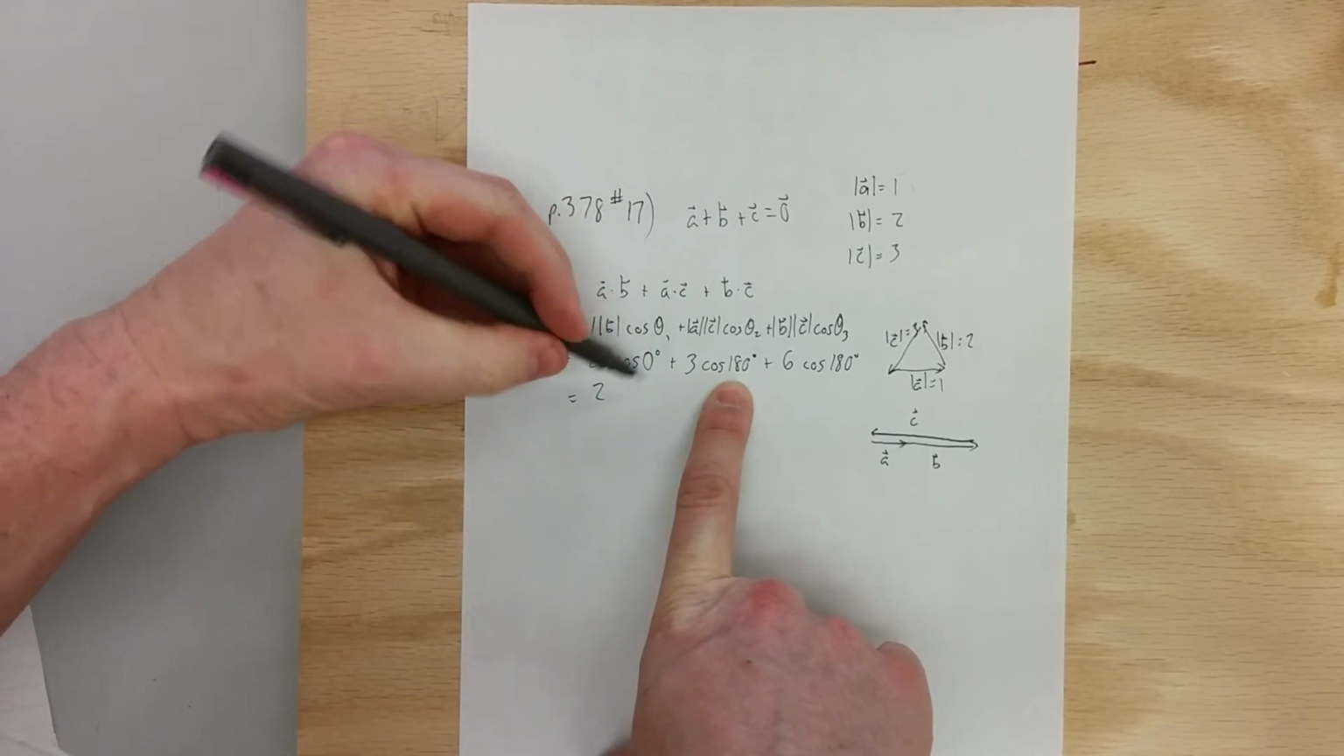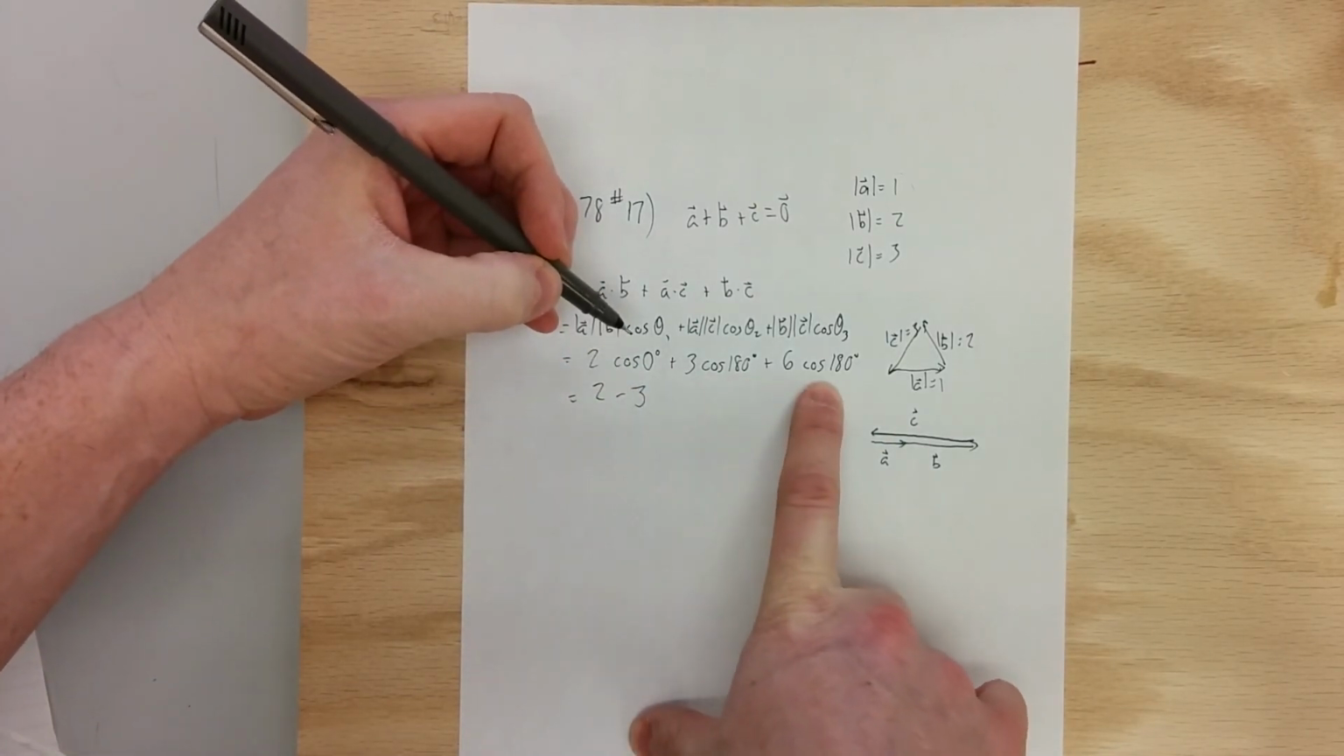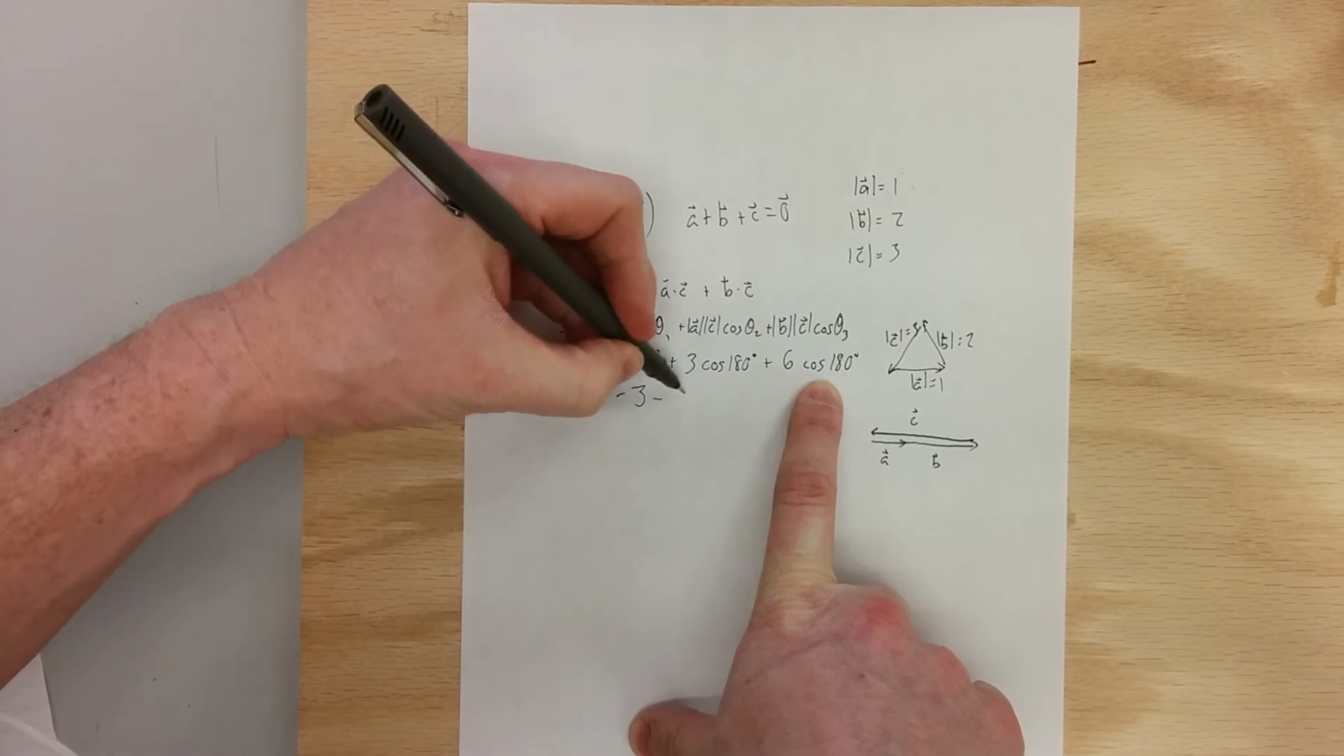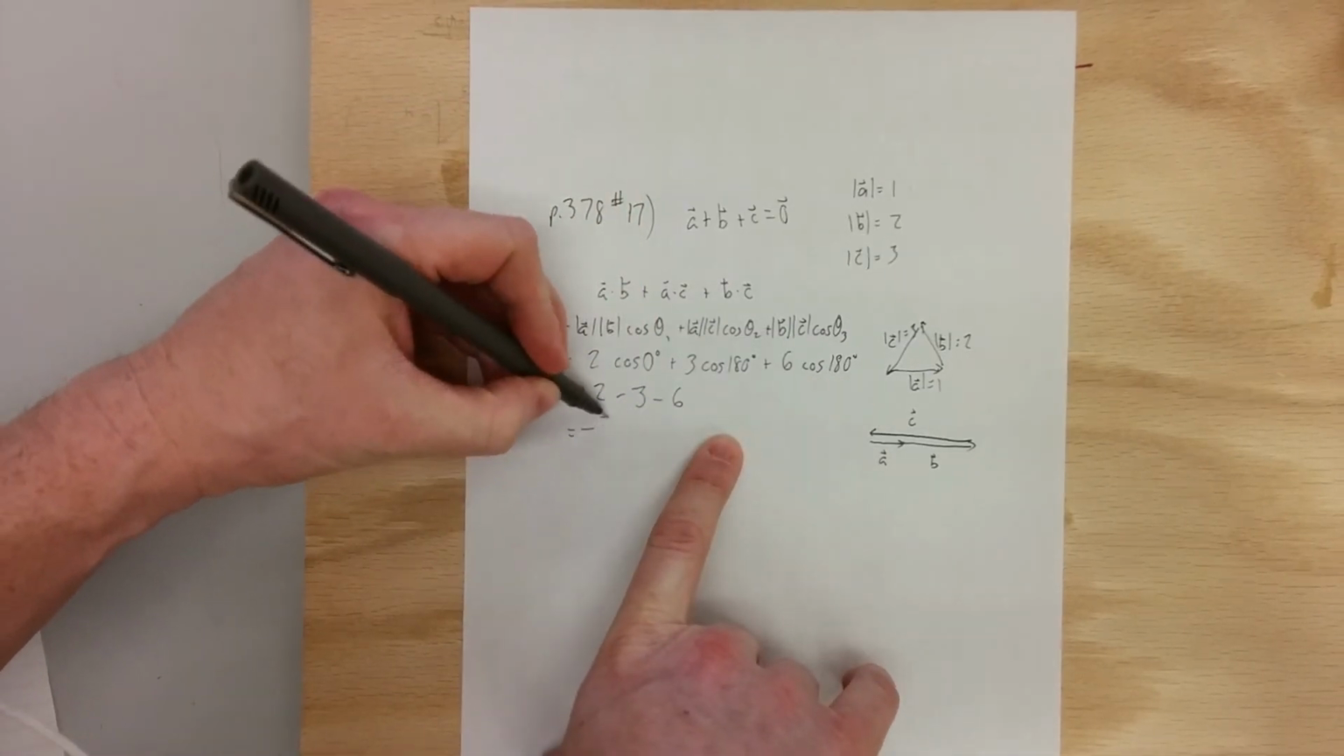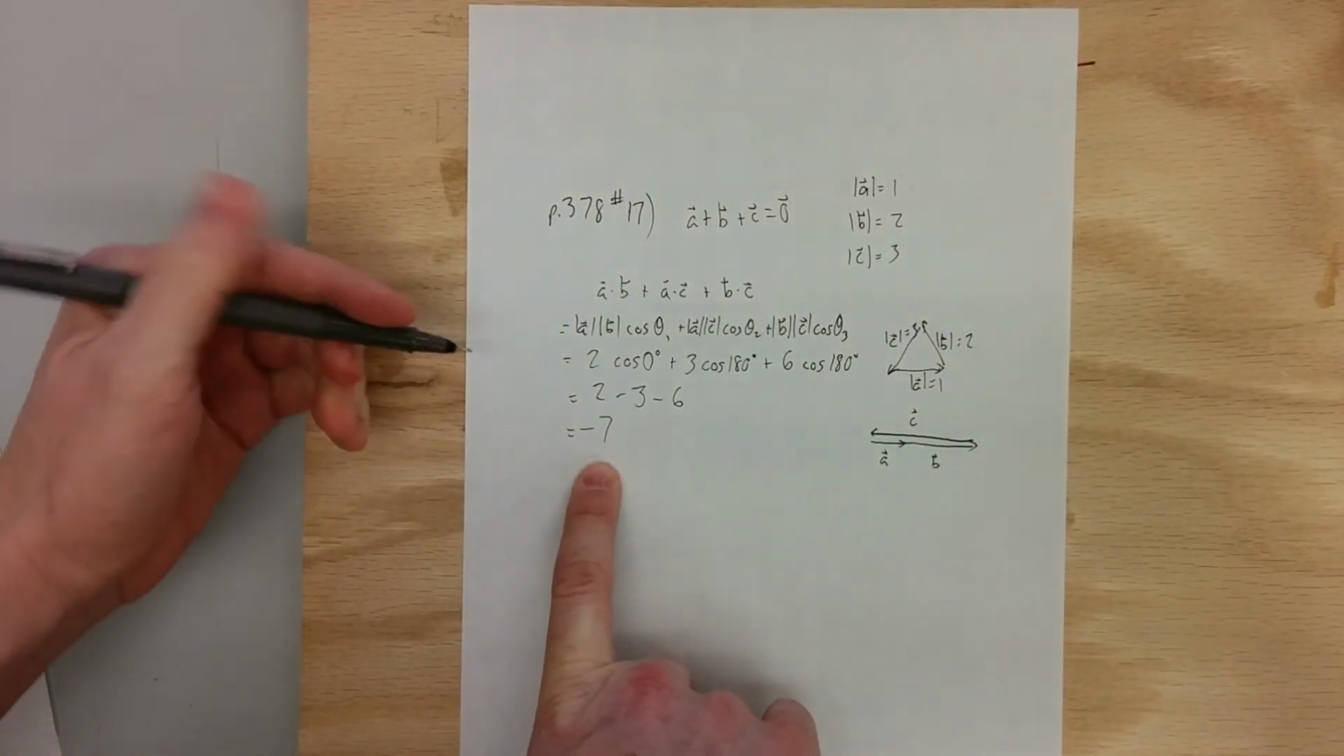So going through this, cosine of 0 is 1, so I'll have 2. Cosine of 180 is negative 1, that's minus 3. Cosine of 180 is negative 1, so I'll have minus 6. And then I work this out and I get minus 7. Minus 7 being the answer.